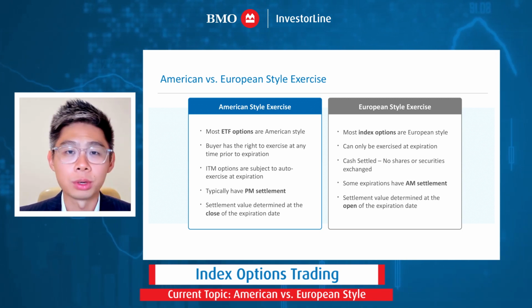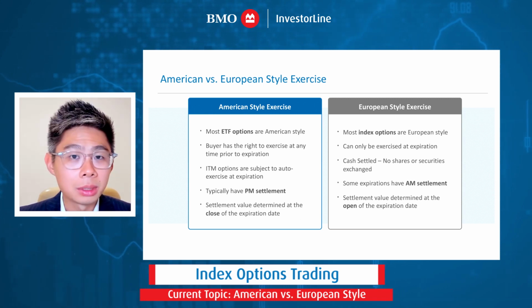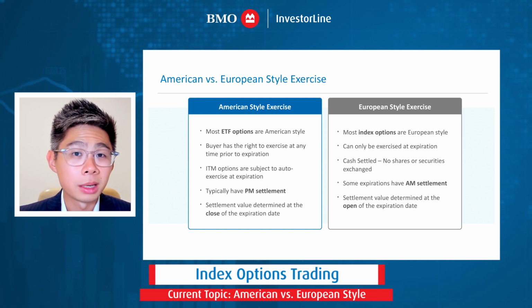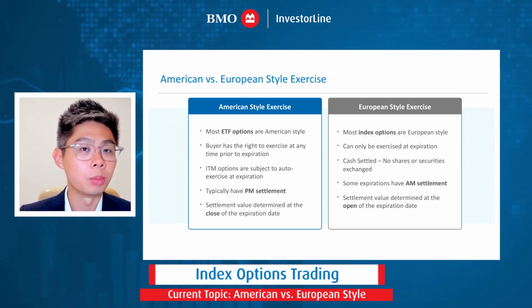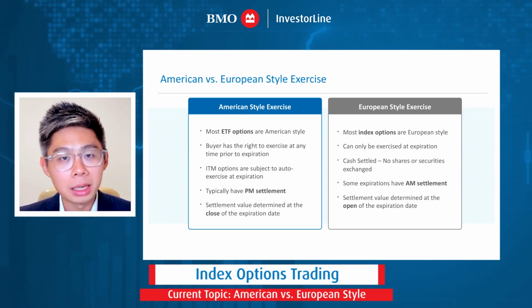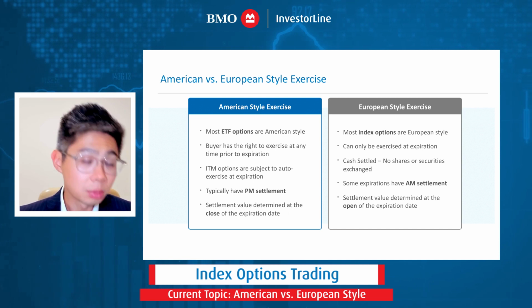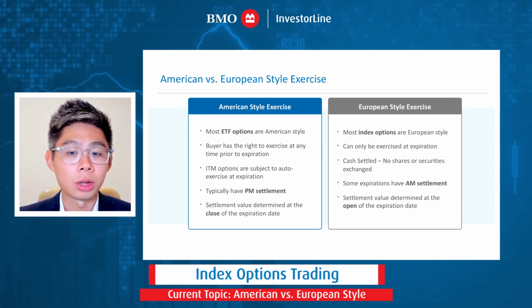We did mention previously that those American style options are typically PM settled, which makes it, from my perspective, a lot easier to remember when to close out a trade or when you might want to manage a trade versus some index options. And there's not many in terms of options expirations, but some of them are AM settled. Some of the more popular expirations are AM settled.